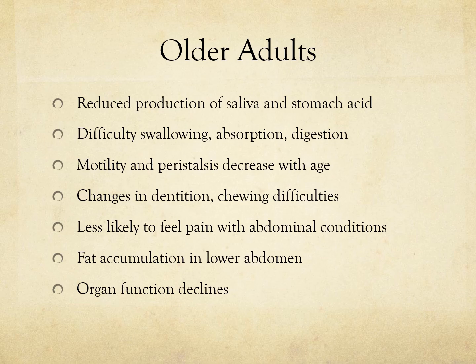For example, an older adult with appendicitis, bowel obstruction, or peritonitis may not present with the classic severe abdominal pain we would expect in a younger patient. You may also notice changes in body composition, such as increased fat accumulation in the lower abdomen. In addition, overall organ function declines with age, including liver and kidney function, which can affect metabolism, medication clearance, and healing. So this means we need to be especially thorough when we're assessing older adults.